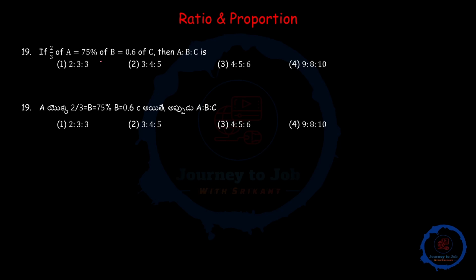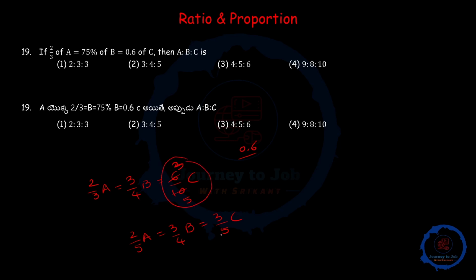If 2 by 3 of a is equal to 75% of b is equal to 0.6 of c, then a is to b is to c is asked. So 2 by 3 of a, let's write it like that. 75% means we know 3 by 4 of b. Next 0.6 means 6/10 of c. So here finally 2/3 A is equal to 3/4 B is equal to 3/5 C. See, 0.6 directly you can write; its equivalent fraction is 6/10, 6/10 means this is 3/5 only. You need not write this step, you can write it directly.